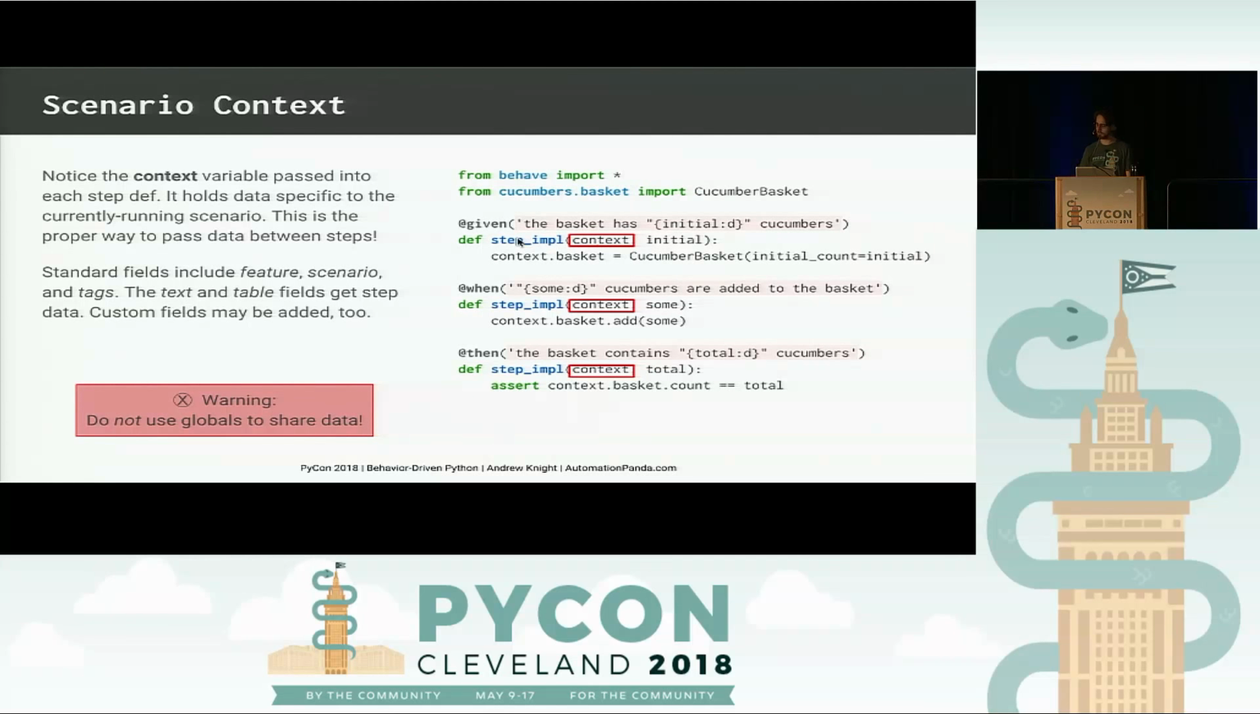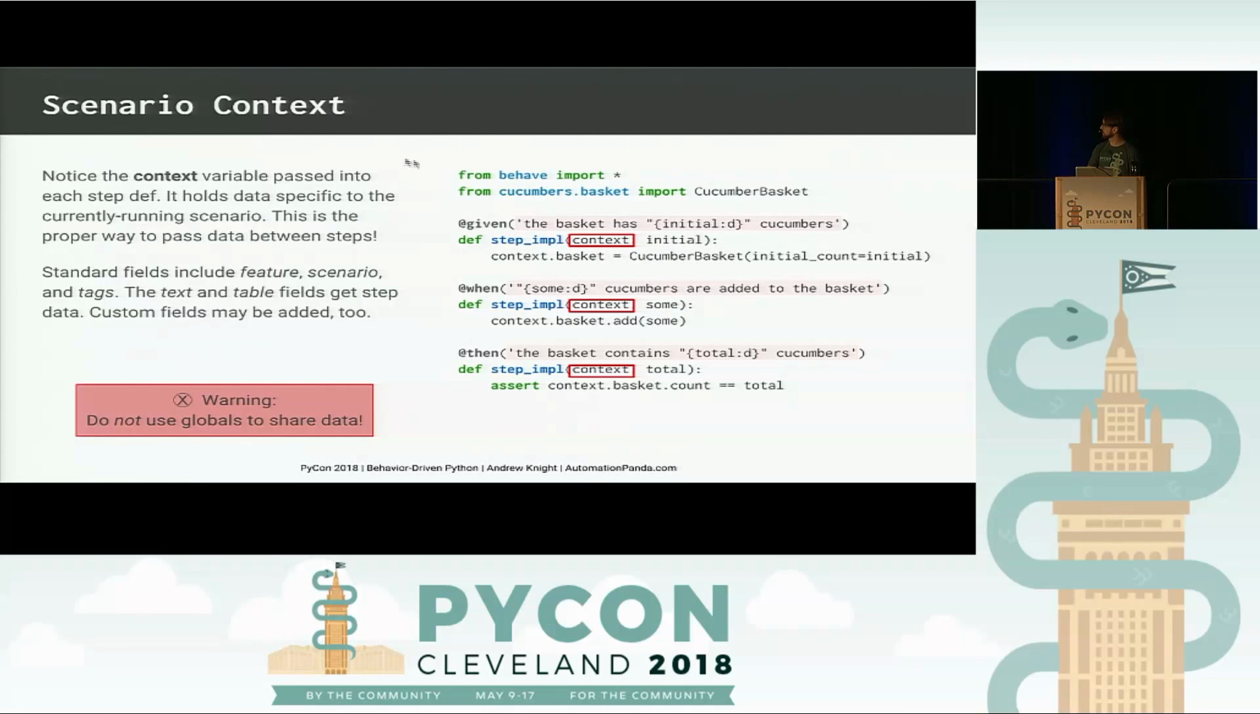Notice in my step definition functions, every single one of them has this context variable that's passed in. Behave will inject that for you automatically. That context variable will hold data specific to that scenario. You can access things like the title, the tags, the feature it's in, and furthermore, you can also add arbitrary values to it. This is the best way to pass data from one step to another.